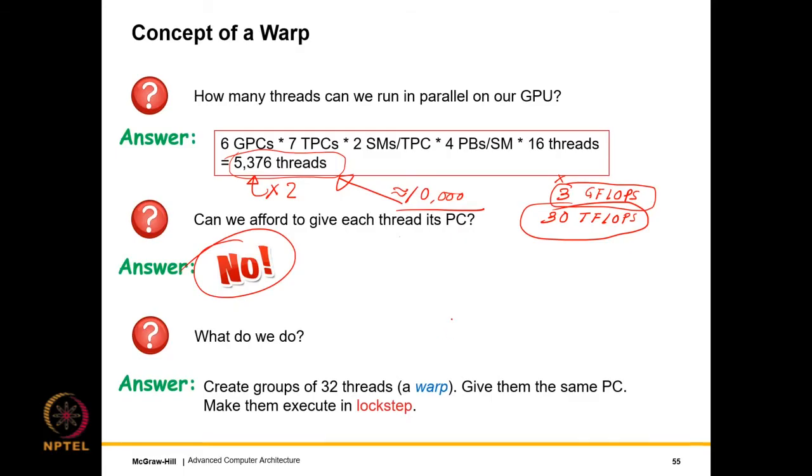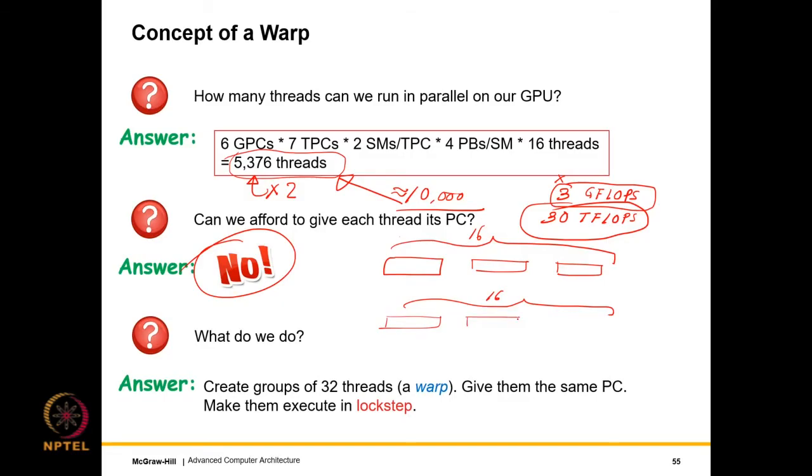So what we do is that we create groups of 32 threads, and I call them a warp. Think of this as a subset of a thread block. We give them the same PC because they execute the same code. So all the 32 threads execute in lockstep, which basically means that we execute the same instruction for all the threads. So even if there are 16 units, for the same instruction we first execute 16 threads and then we execute the next 16. Once that instruction is done, we move to the next instruction. So this is what we mean by lockstep.